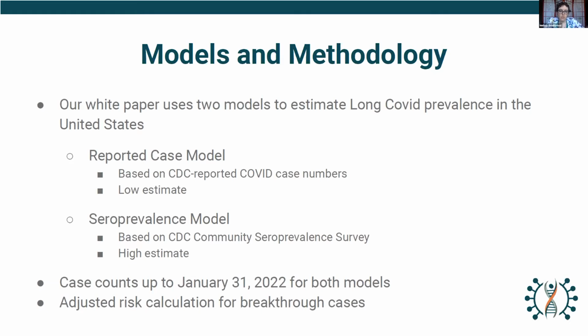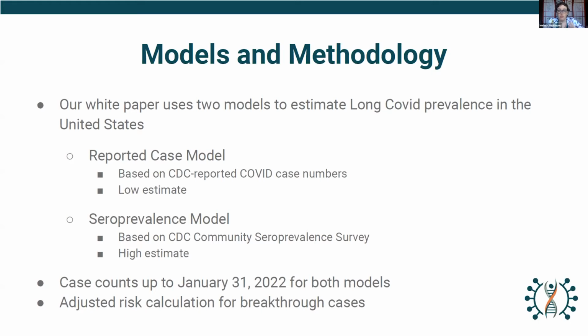The first one, which is our lower estimate, is based on reported cases. So these are cases that are reported by state health departments, hospitals, other health authorities. These are often PCR tests that are being run in the lab. And then those are reported up to the CDC and compiled into a total case count. The problem with these numbers is that we know throughout the pandemic this is an underestimate of how many people have had COVID-19.